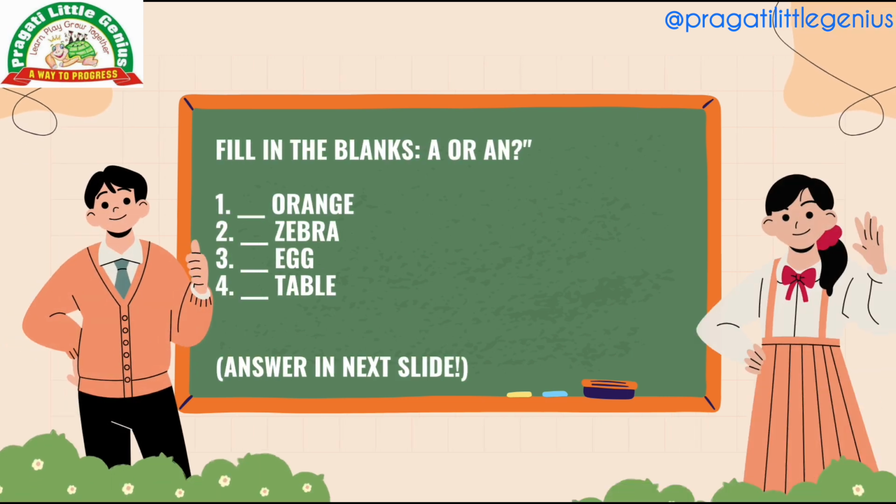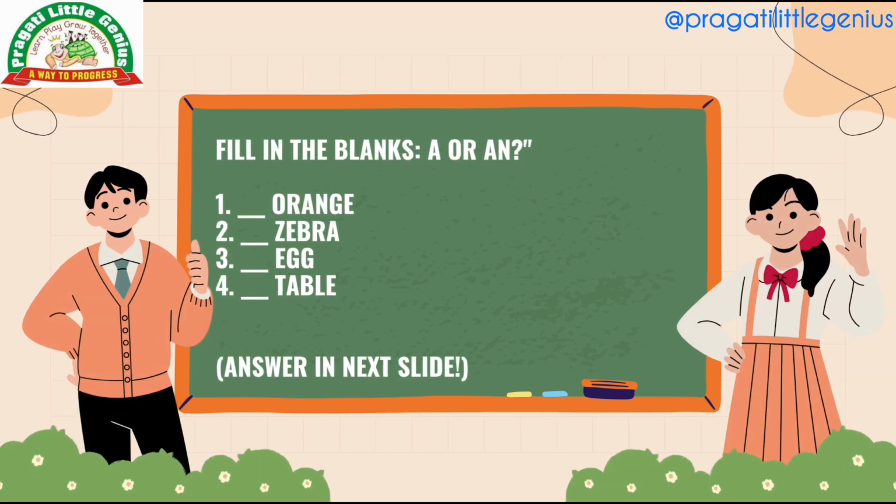Let's practice. Fill in the blanks with a or an. What comes before orange? A or an. What comes before zebra? A or an. What comes before egg? A or an. What comes before table? A or an.